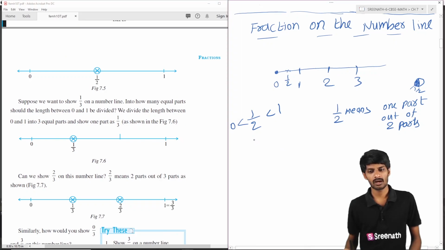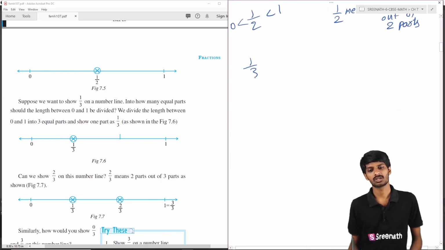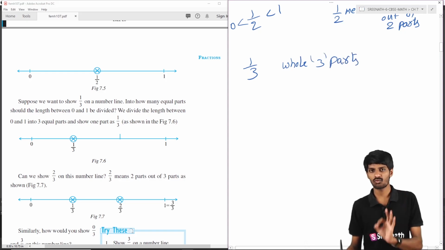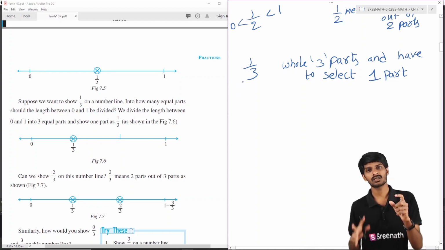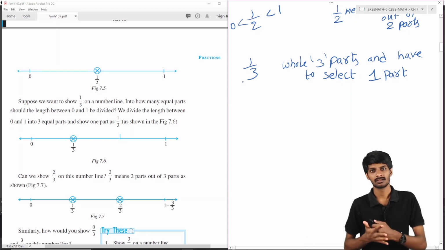Suppose now we have to represent 1 by 3 on the number line. How will you represent it? 1 by 3 means what? The whole thing is made into three parts, and we have to select one part out of it. Okay, students, that is the thing. That is 1 by 3. We are taking only one part out of the three parts. Okay, students.